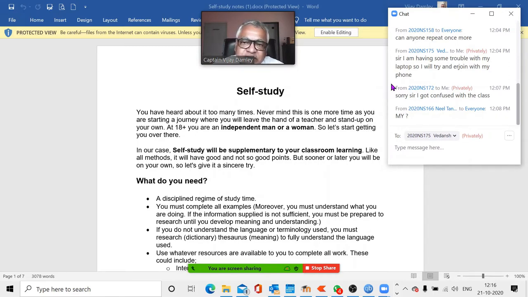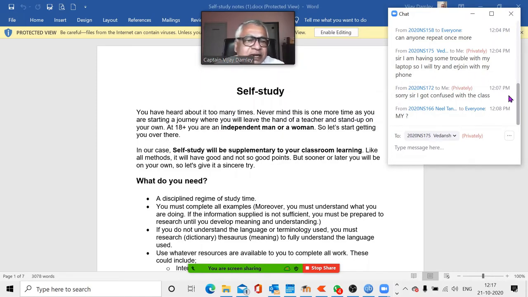In our case, self-study is supplementary to your classroom learning. I'm not going to leave something on you. You will get some projects where you have to do research on your own, but that is something else. We are not going to leave something on you saying that self-study karo or nikal jao. No. Here, self-study is supplementary. That means whatever you do in the classroom, self-study is like revision of what you do, and improving on whatever you learned in the class to make it better.